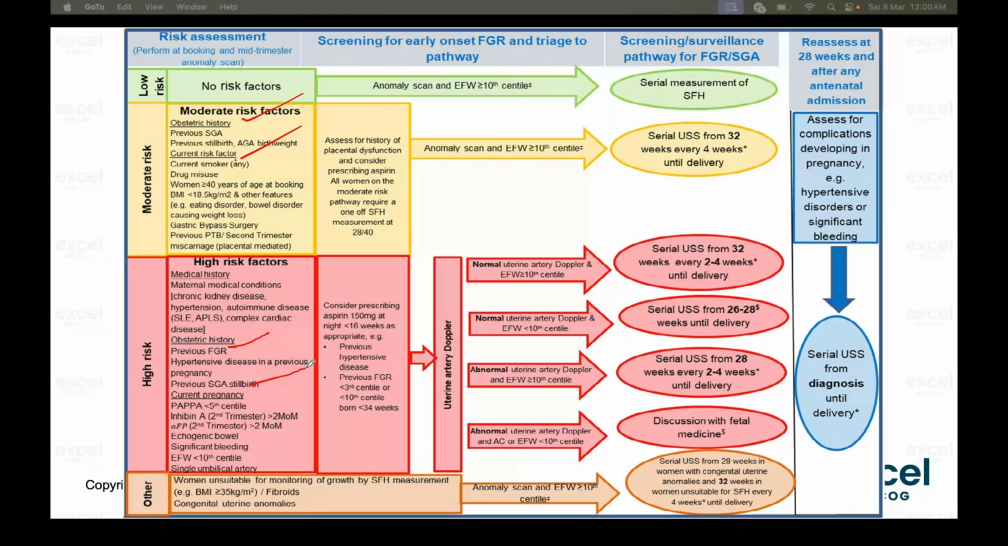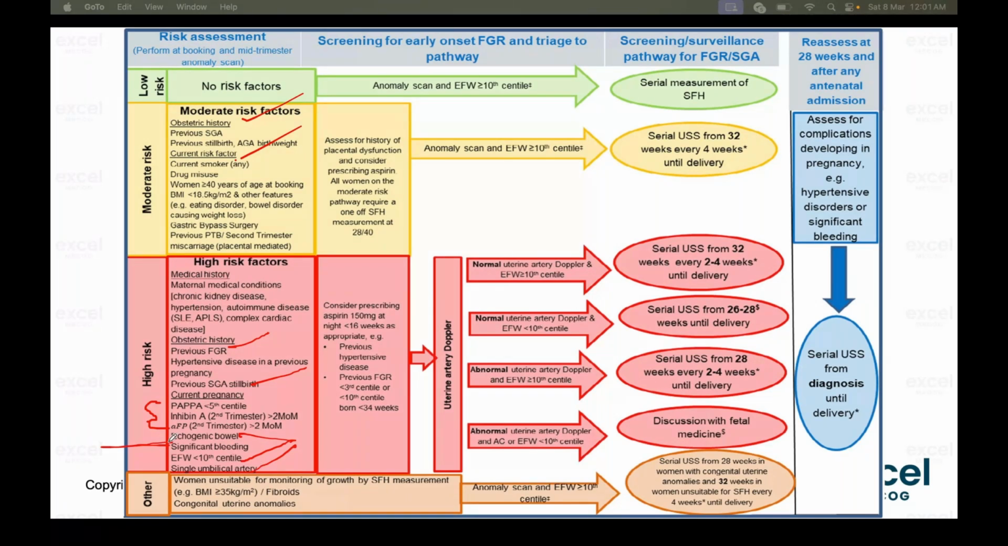Current pregnancy: PAPP-A, inhibin A, AFP. Remember these are the screening for trisomy. Then echogenic bowel, EFW less than 10th centile, single umbilical artery would be ultrasound. So it's easy to remember. Current pregnancy factors are the screening ones and the ultrasound factors. Along with that, one additional factor, significant bleeding. And you will remember the medical diseases.